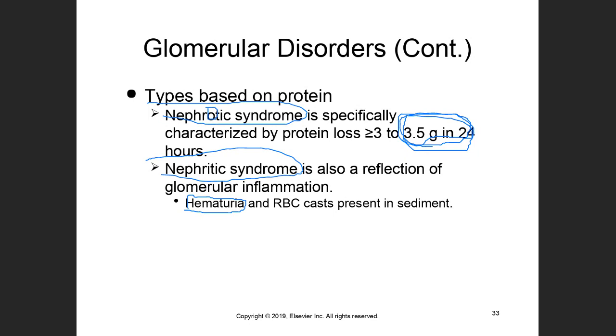So, patients with nephritic syndrome have proteinuria, of course, but it's microscopic proteinuria. That means that the proteinuria is less than 3.5 grams in 24 hours. Okay, massive proteinuria is nephrotic.